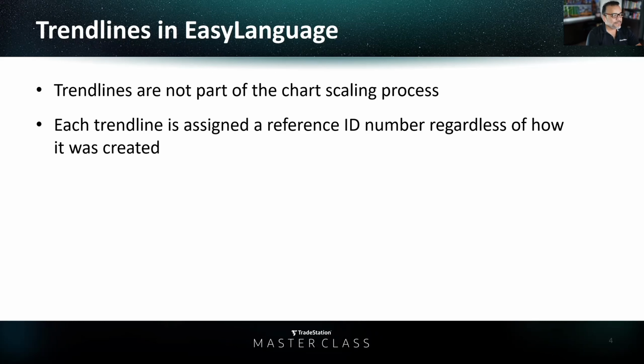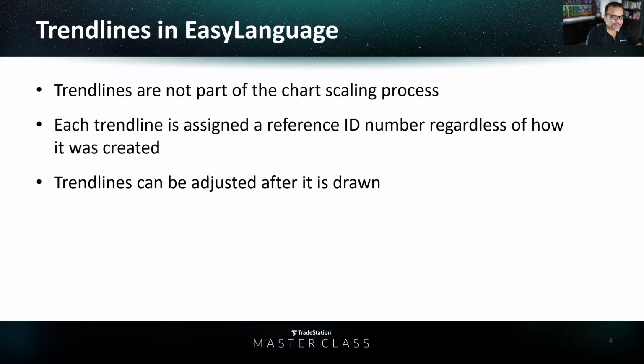Things to remember. Each trend line is assigned a reference ID number regardless of how it's created. You saw that when I drew that trend line, it had a number of 0 assigned to it. Trend lines can be adjusted after they're drawn. That's something that we talked about too. And if you want to adjust it manually, you have to click and drag the anchor points.